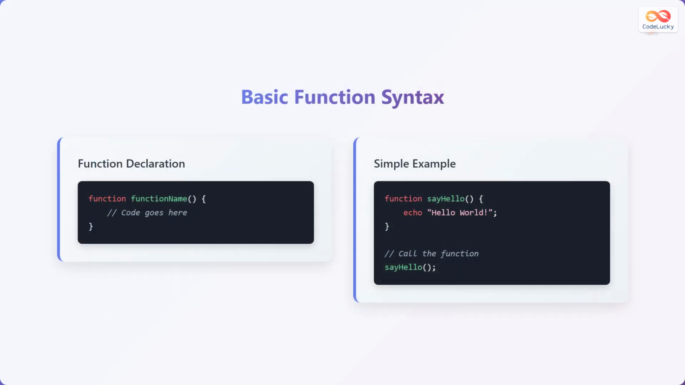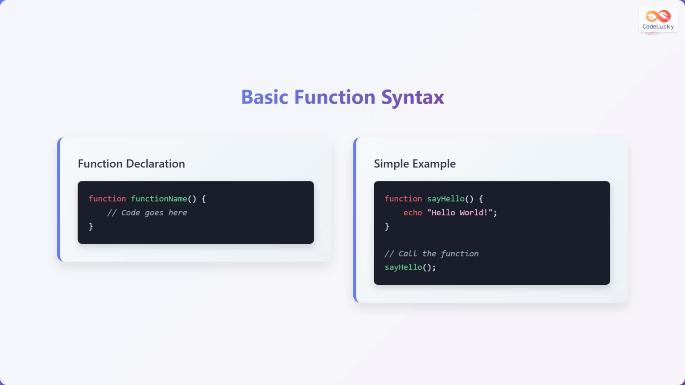Let's take a look at the basic syntax for declaring a function in PHP. The basic syntax includes the keyword function, followed by the name of the function, then parentheses, and finally a code block enclosed in curly braces. Within the curly braces, you write the code that the function will execute.